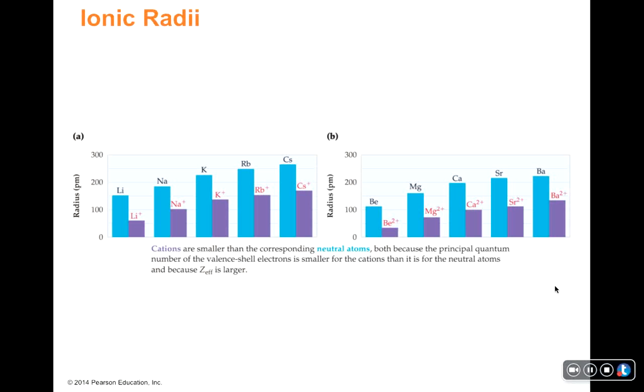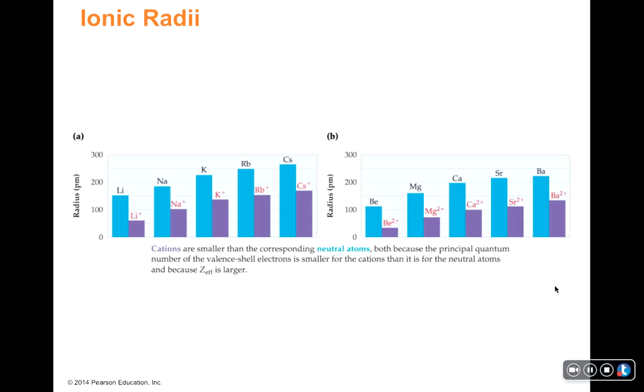So lithium, sodium, potassium, rubidium, and cesium in what's denoted A, and beryllium, magnesium, calcium, strontium, and barium in B. And the blue is showing you the atomic radii, and then the purple are showing you the ionic radii for each of those. So a few things to note. One is that we see the same general trend of increasing down a column. So when we look lithium through cesium, so that's group 1, as we go down that column, we see both the atomic radii increase as well as the ionic radii.